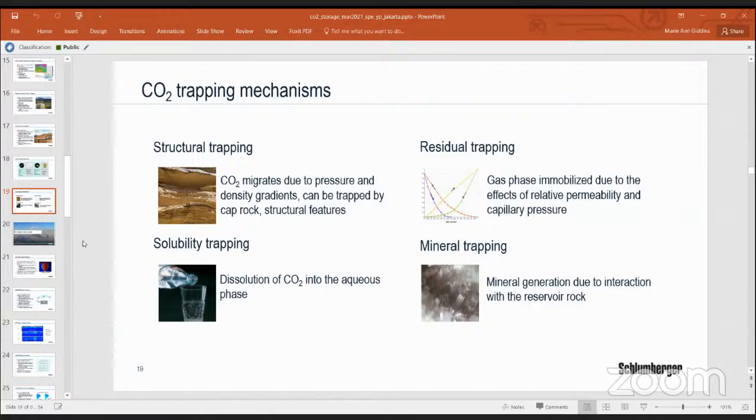When the gas remains in contact with water, it will dissolve into the aqueous phase. So there you have the impact of solubility trapping. And finally, over the longer term, mineral trapping can occur because of interaction between the dissolved CO2 in the water and the reservoir rock. So the CO2 will be transformed into a mineral, in which case it's trapped permanently in the storage site. These are all things that we want to model with the simulator.